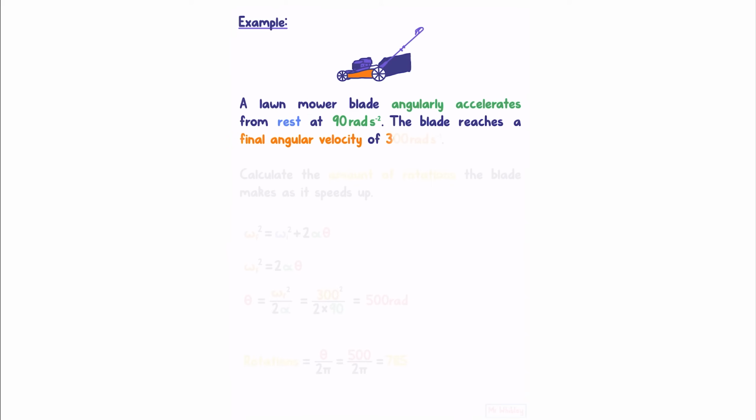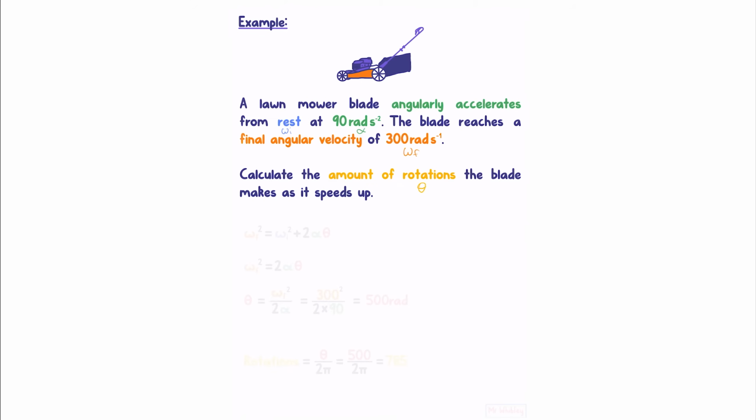A lawnmower blade angularly accelerates from rest at 90 radians per second squared. The blade reaches a final angular velocity of 300 radians per second. Calculate the amount of rotations the blade makes as it speeds up. And so we have our angular acceleration, we have our initial angular velocity, we have our final angular velocity, and we're wanting to find the amount of rotations, for which we're going to need to find the angular displacement.